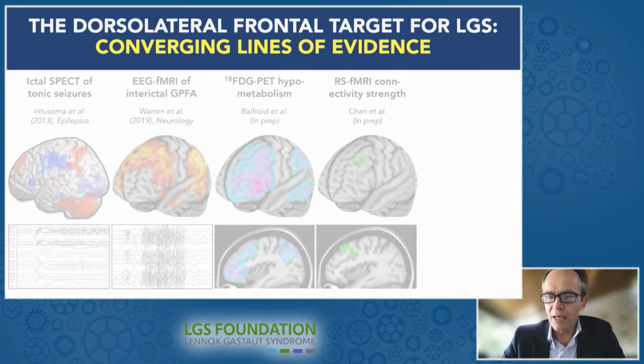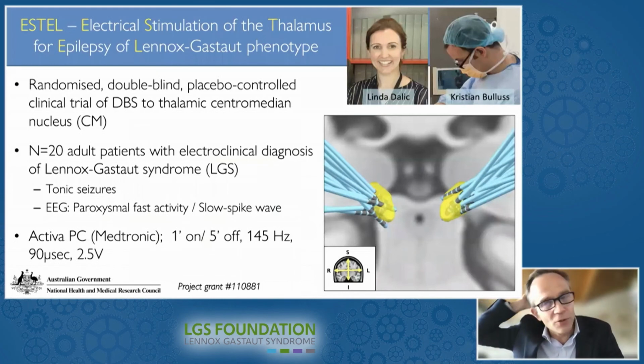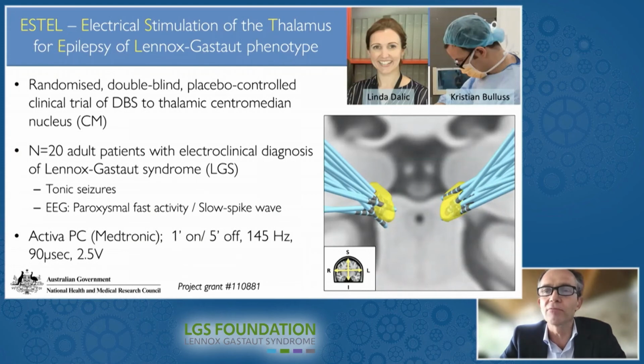And I now want to point out one other piece of information and allude to the Estelle study, which we've recently completed and is currently under review. We're hoping to have it published by the end of the year. This is a study of 20 patients who've received bilateral thalamic stimulators to the centromedian nucleus. This has been led by Linda Dalek, a PhD student and neurologist working with me, as well as Christian Bullis, the neurosurgeon, who, as you can see, very accurately was able to implant the electrodes in all of the patients.